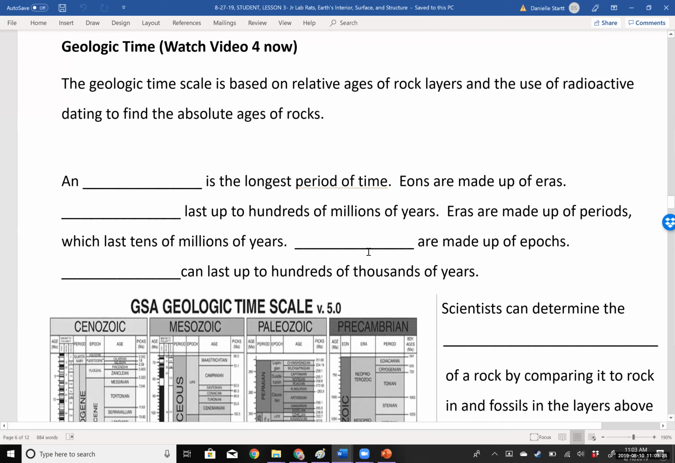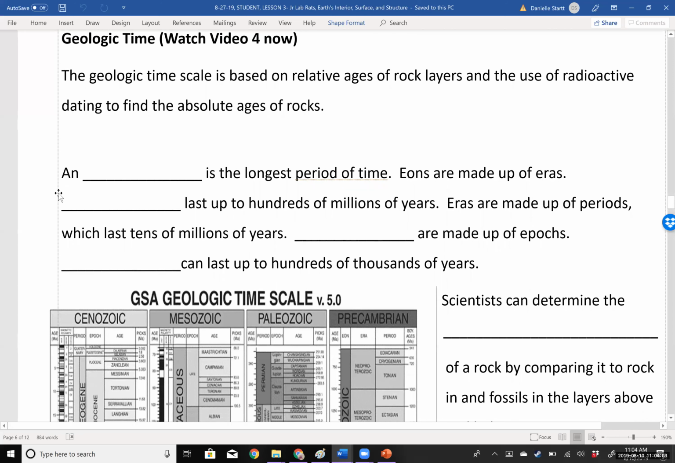So if it says "and not a," if this ends here, you know that means something, right? That means that the next word starts with a vowel. So that's a clue. And blank is the longest period of time. So what we call the longest period of time. This next bit says eons are made up of eras. Blank lasts up to hundreds of millions of years. And then it says eras are made up of periods, which last tens of millions of years.